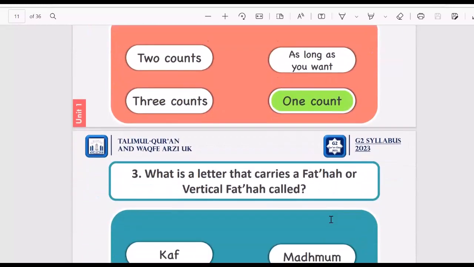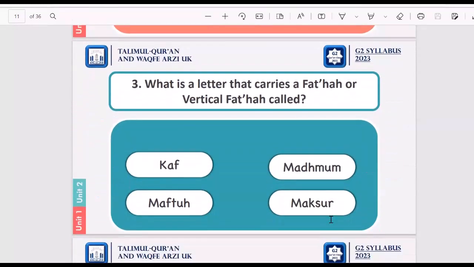Okay, we'll move on to the next question. What is a letter that carries a fatha or a vertical fatha called? Kaf, madmum, maftuh, or maksur?